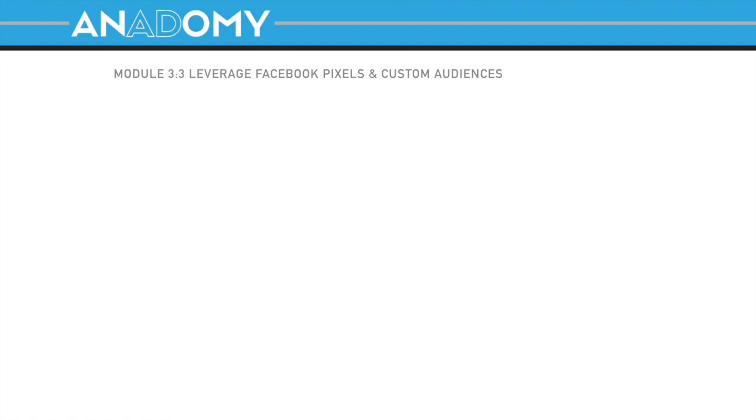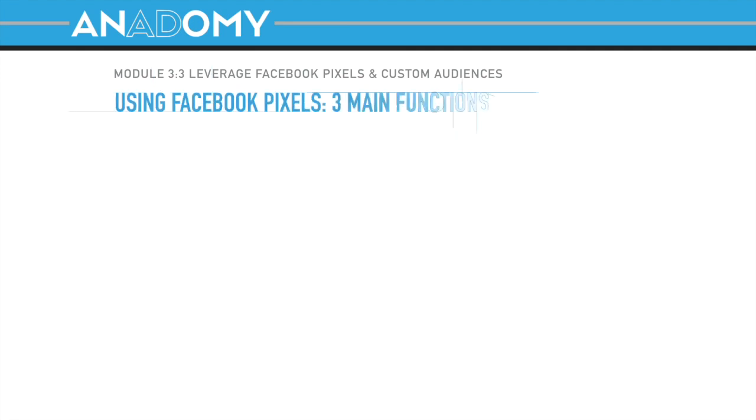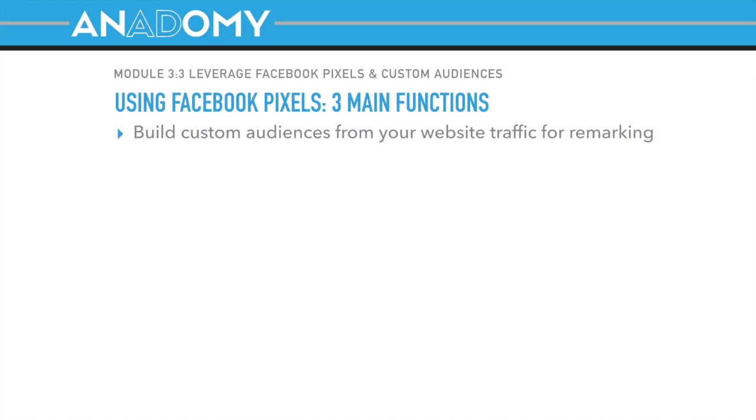Okay, so now that we have a basic understanding of what a Facebook pixel is, now we need to understand how we can use it. And there's really 3 main functions. The first one is to build a custom audience from your website traffic for remarketing.